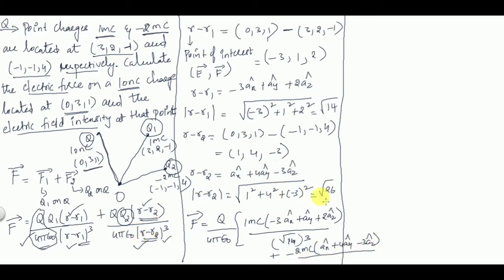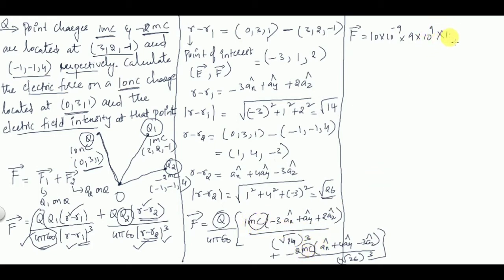R minus R2 modulus is root 26, so this is root 26 whole cube. Okay, so F bar is equal to... what is the value of Q? Q value is 10 nanocoulomb, 10 into 10 to the power of minus 9. So we know that 1 by 4 pi epsilon naught is 9 into 10 to the power of 9. So this is millicoulomb and this is also millicoulomb charge.